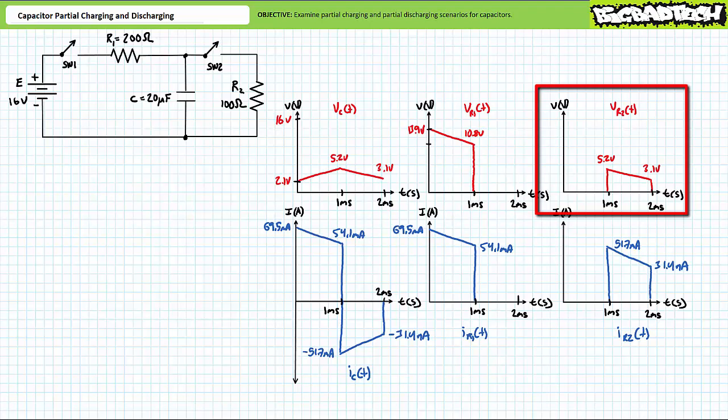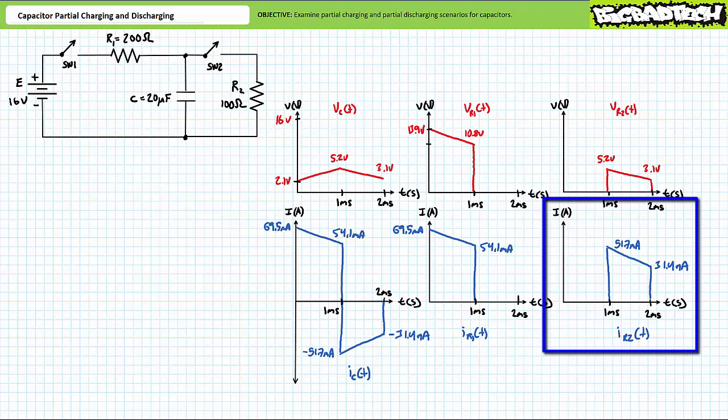Given switch 2 remains open during the partial charge, R2 experiences no voltage drop from t equals 0 to 1 milliseconds. During the partial discharge, it experiences an initial spike of 5.2 volts, which decays to 3.1 volts 1 millisecond later at t equals 2 milliseconds.